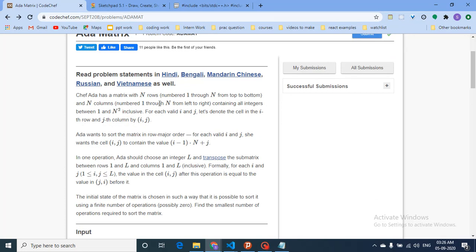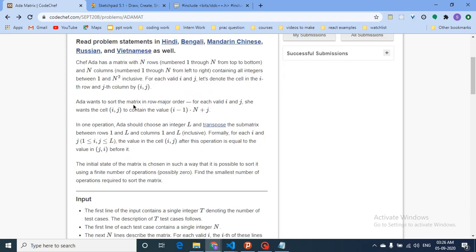As you can see, there are n square blocks, so there are numbers in that matrix from 1 till n square. For each valid i and j, let's denote the cell in the ith row and jth column as (i, j). Now Ada wants to sort the matrix in row major order, in which for each valid i and j, she wants the cell (i, j) to contain this element.